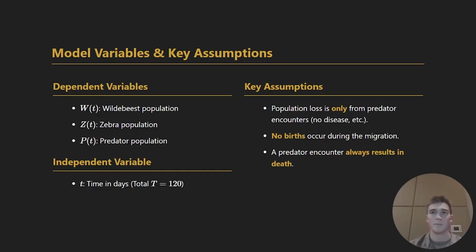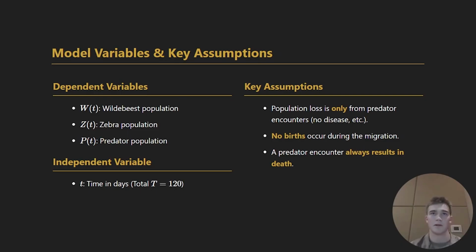Thank you, Alex. To build our model, we first defined our variables. We have three dependent variables: the population of wildebeest, W of t, zebra, Z of t, and predators, P of t, all as a function of time, t, in days. We established three key assumptions to simplify the model. First, population loss is only from predator encounters. We are not factoring in disease or exhaustion.